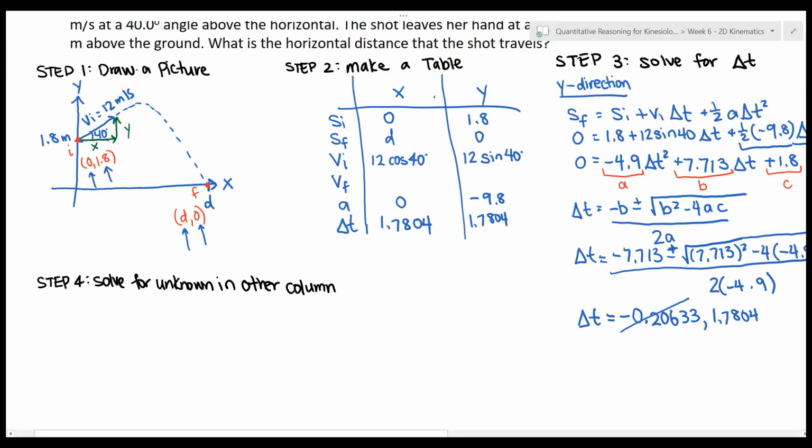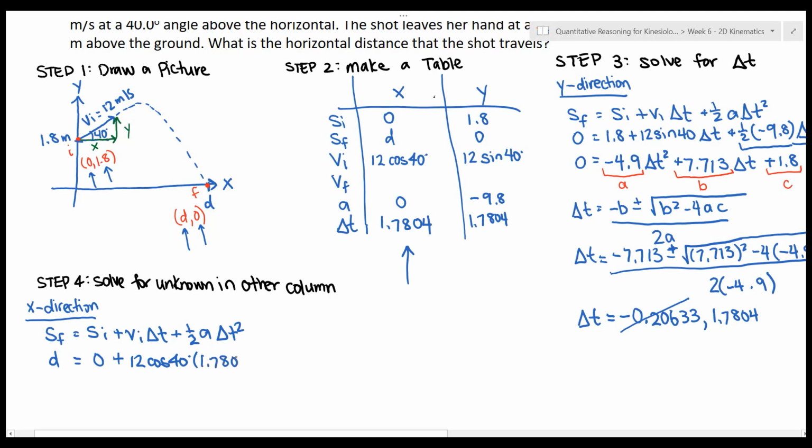All right, so using now the x direction, I'm going to solve for the unknown, which is d. Again, we don't know v final, we don't want to know v final, so we're going to use the equation that doesn't have v final in it. It's the same one we've been using all along. S final equals S initial plus v initial delta t plus 1/2 a delta t squared. My S final, I labeled it as d, so using just the x column here, is equal to S initial, which is 0, plus v initial, which is 12 cos 40 degrees, times my delta t, which is 1.7804, plus 1/2 a, which is 0, times delta t, again 1.7804, squared.